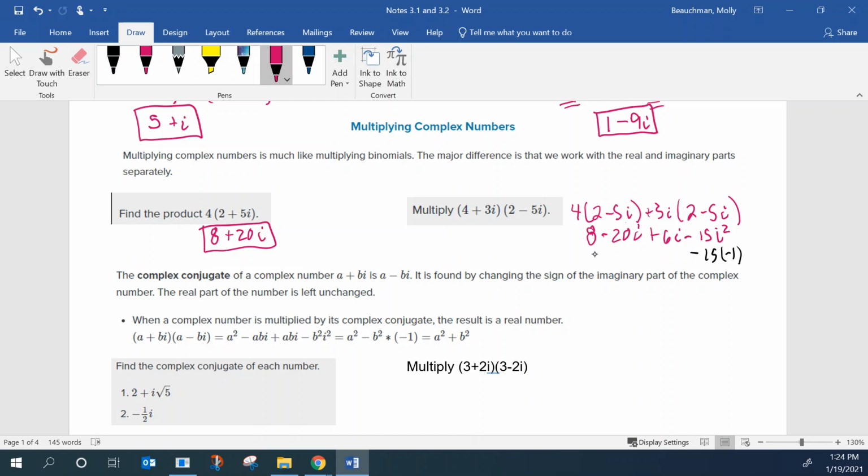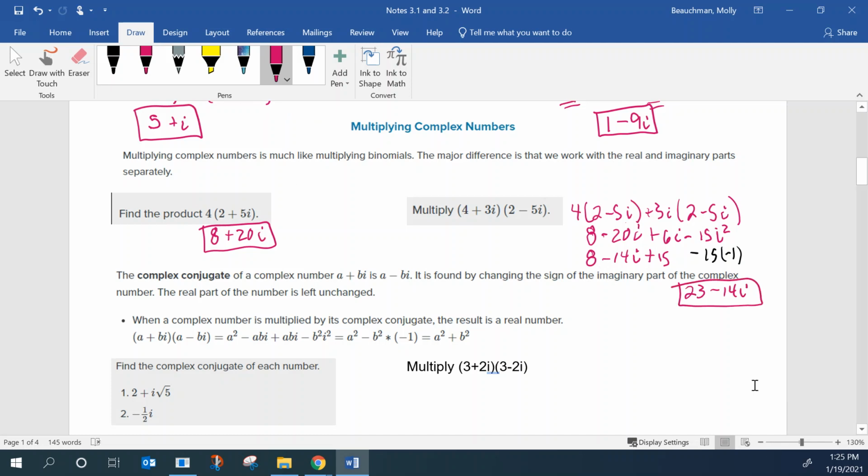Now when we add our like terms, let me write it out. I have 8. Negative 20i plus 6i would be negative 14i. And then this is going to become plus 15. Now I can add together the 8 and the 15 and end up with 23 minus 14i.